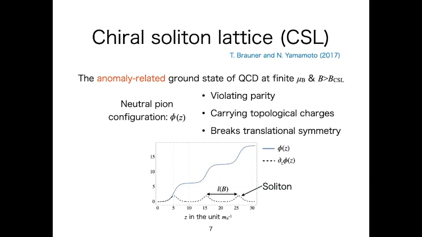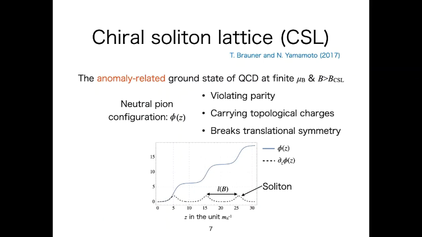So here is an example of this configuration of the pion. The x-axis denotes the space in units of the pion mass, and the y-axis is the phase value of the pions. You can see this blue line is the actual configuration. You can see a step structure of the pions, and this will be shown as the ground state of QCD due to some anomalous effect. And here the dotted line denotes the derivative.